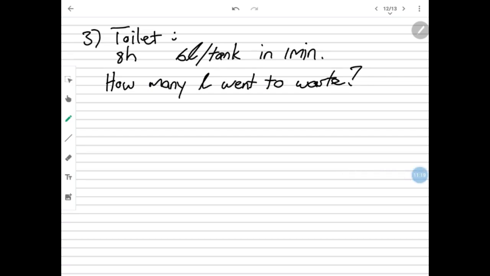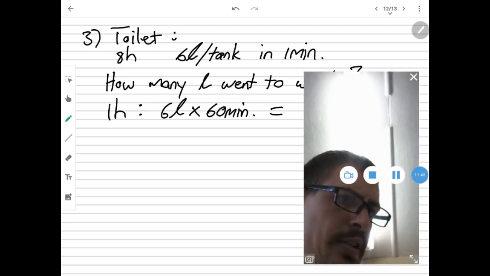Right, let's see. So let's say, in 1 hour, how many liters went to waste? So it's 6 liters per minute. So how many minutes are there in 1 hour? There's 60 minutes in 1 hour, right? So 6 liters per minute times 60 minutes is equal to, well, you can use your calculator. Let's see.